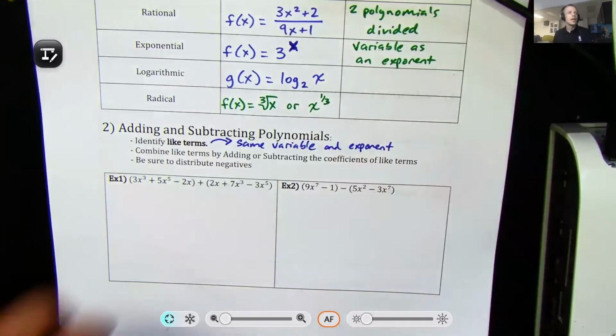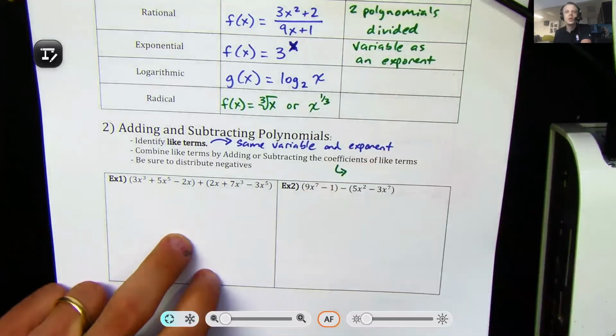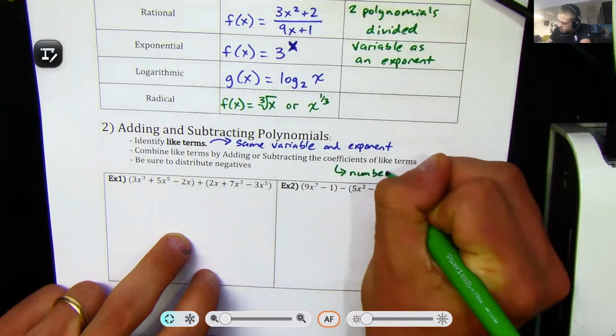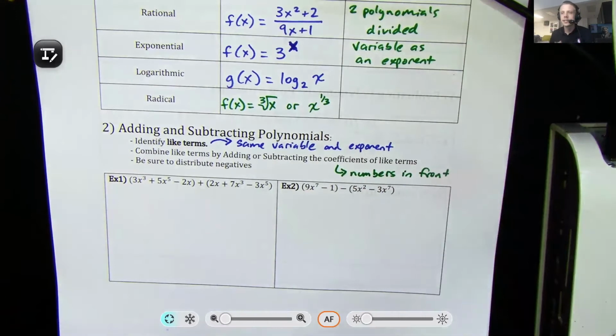Okay, so anytime we have the same variable and the same exponent, that is a like term. Another word I want to define before we move on is coefficient. Coefficient is just the numbers in front of variables, and that is what we are actually adding and subtracting. Okay, so let's look at some examples.